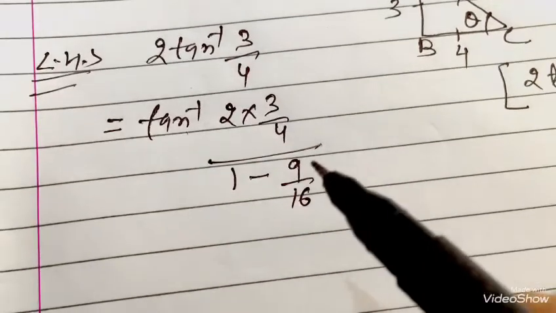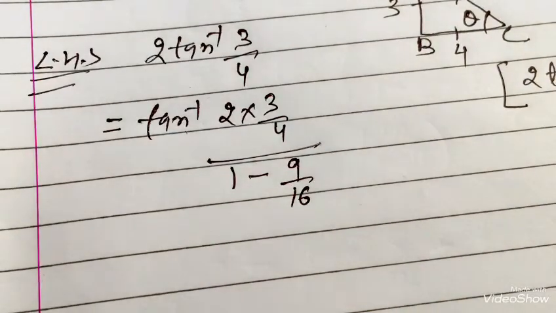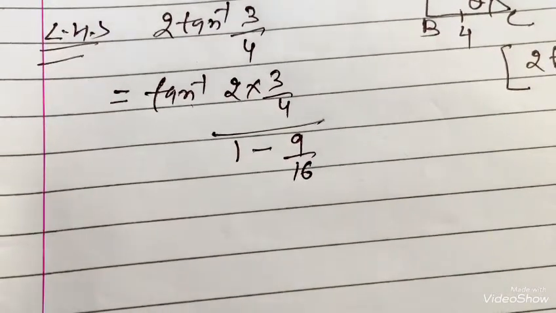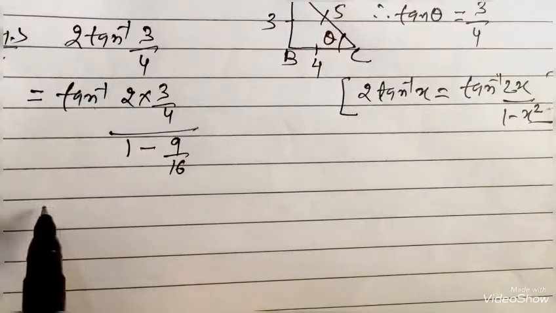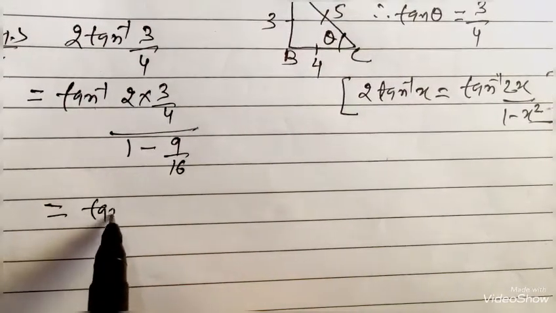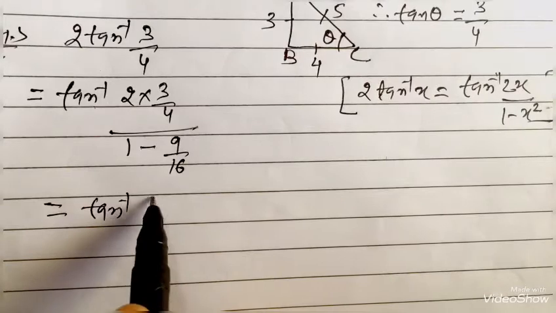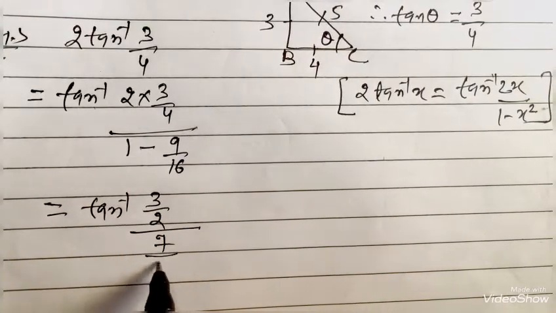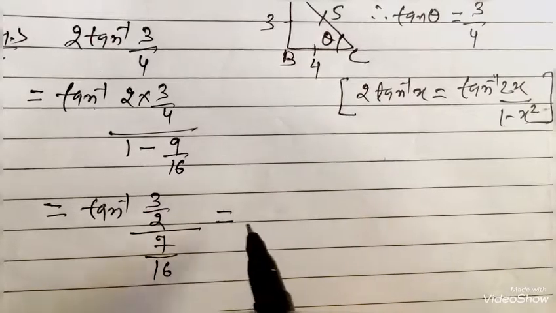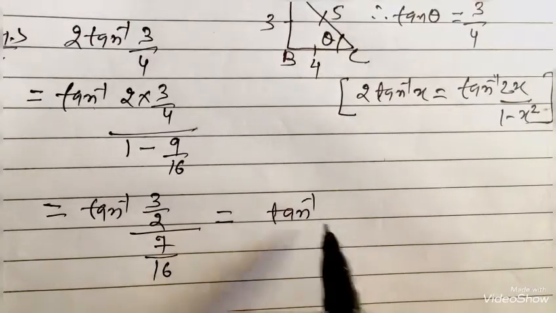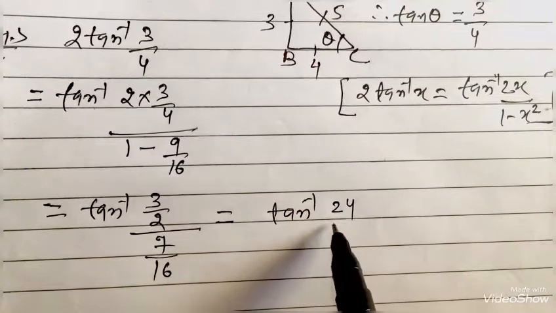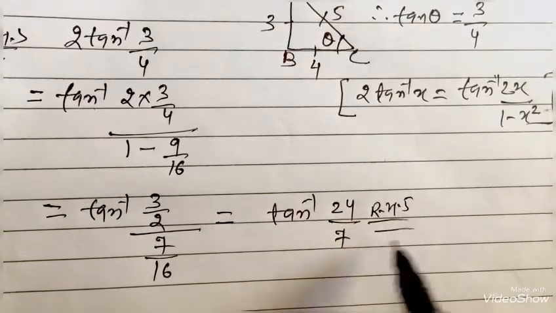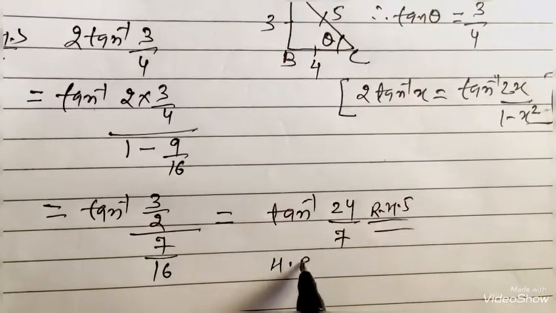And now solve it. Now student, simplify this. It is 3 by 2 and here 7 by 16. So, we will get tan inverse 24 by 7 RHS. So, hence proved.